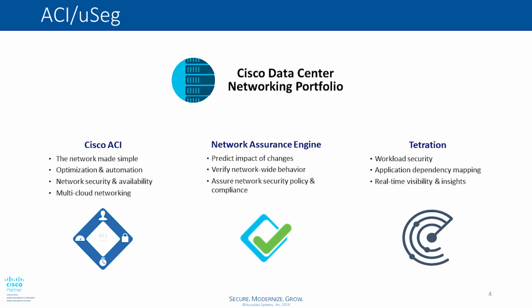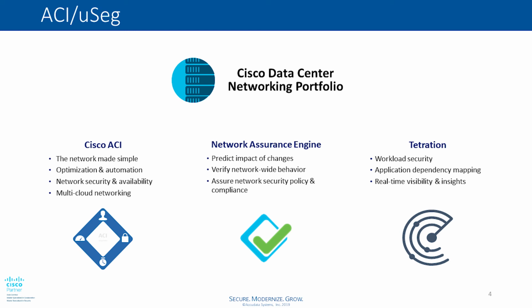On the right-hand side, you have Tetration. Tetration adds more workload security to your environment, especially because it is a very powerful application dependency mapping with real-time visibility and insights. It can tell you exactly how your VMs are talking to each other, or your bare metal servers are talking to each other. And with that, you can enforce more policies into your ACI to achieve microsegmentation.